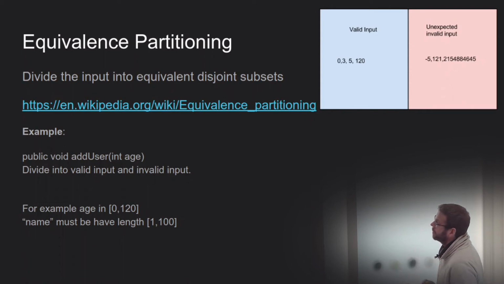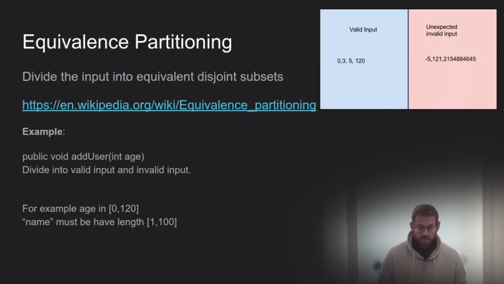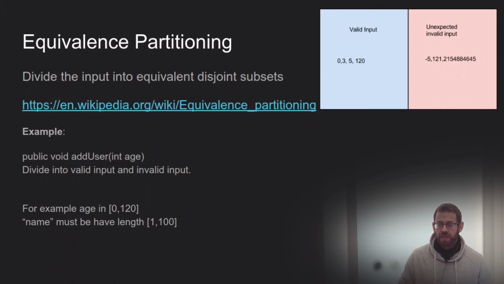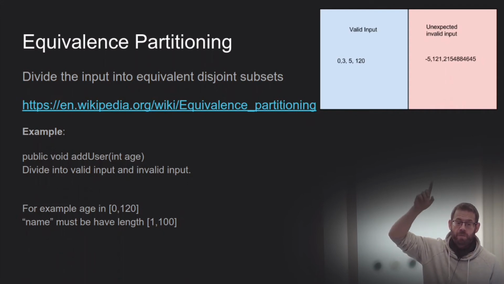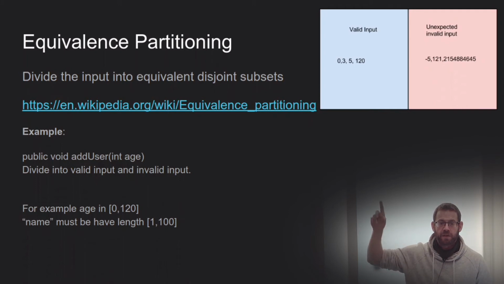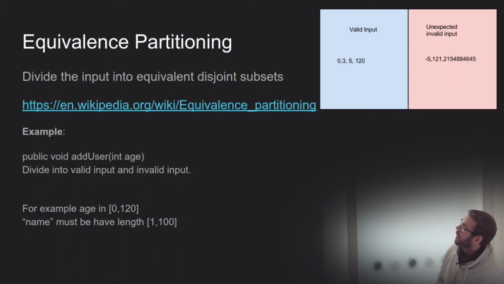Equivalence partitioning is to divide the input domain into equivalent disjoint subsets. A subset means that it's still a part of the input domain. So in the picture in the right-hand corner, both these boxes together are the complete input domain. And we divide those into equivalent subsets, which means that they should work in the same way for every input in this subset. So the system should work the same way.